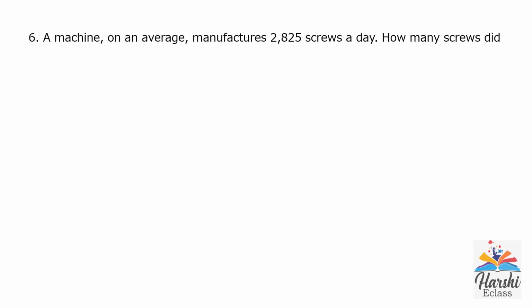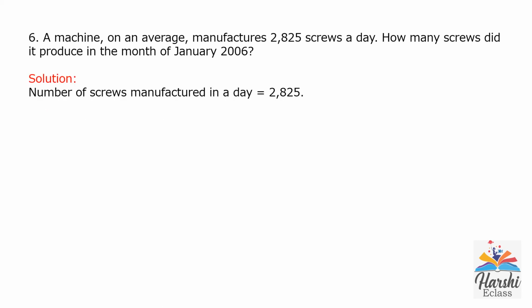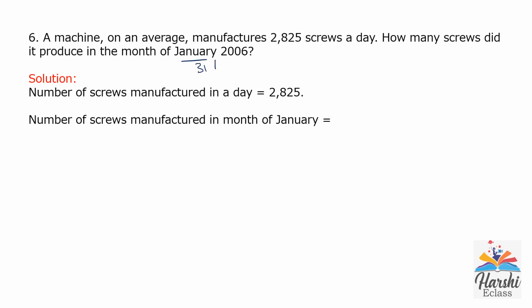Sixth sum, a machine on an average manufactures 2,825 screws a day. How many screws did it produce in the month of January 2006? For that, write the statements. Number of screws manufactured in a day, 2,825. Now, number of screws manufactured in month of January. We know that January month has 31 days. So, multiply 2,825 with 31. So that you will get to know the total number of screws produced in the month of January.